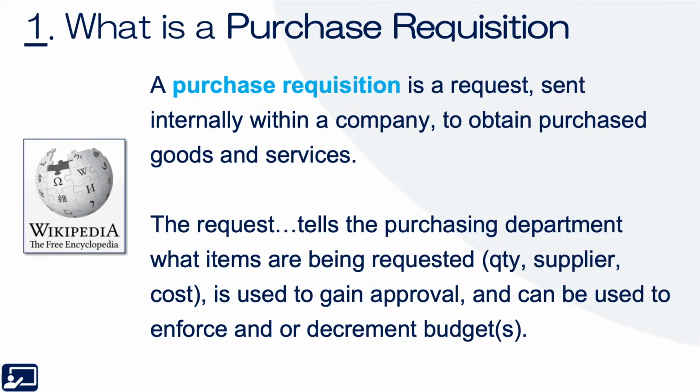First topic, what is a purchase requisition? A purchase requisition is a request sent internally within a company to obtain purchased goods and services. The request tells the purchasing department what items are being requested, so quantity, supplier, cost. It can also give categorization, etc. It is used to gain approval and can be used to enforce and/or decrement budgets.